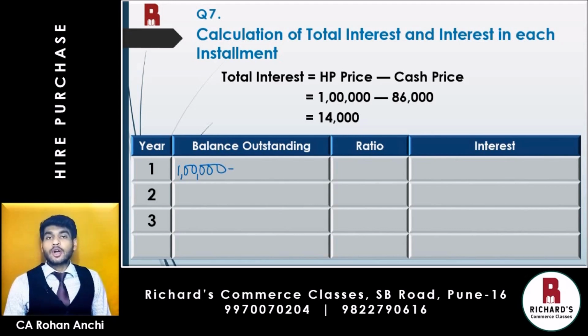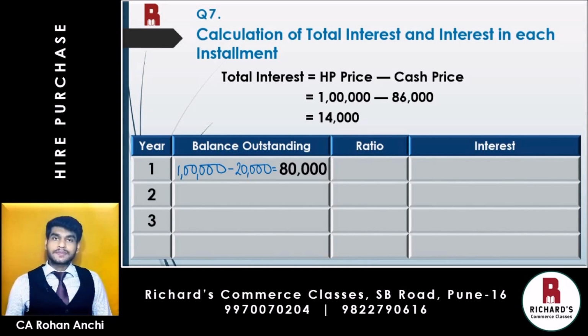But interest will not be on this total 1 lakh, because out of this we have already made a down payment of rupees 20,000. So if we deduct 20,000, the balance outstanding remaining to be paid will come to rupees 80,000, on which interest will be calculated. But we don't have the rate of interest. So let us only calculate balance outstanding as of now.